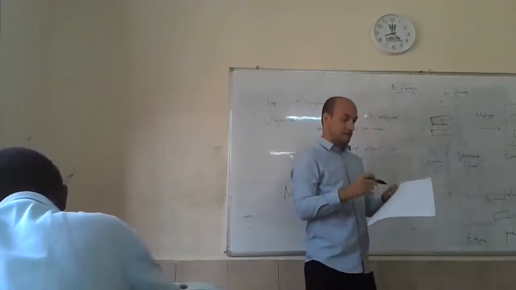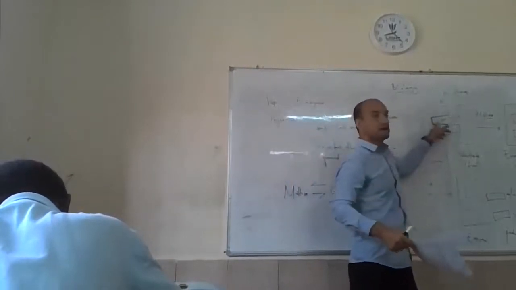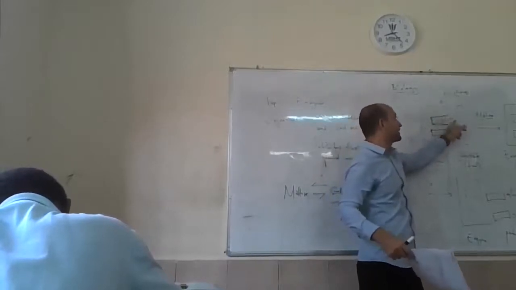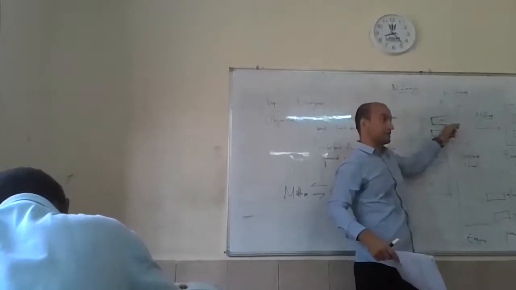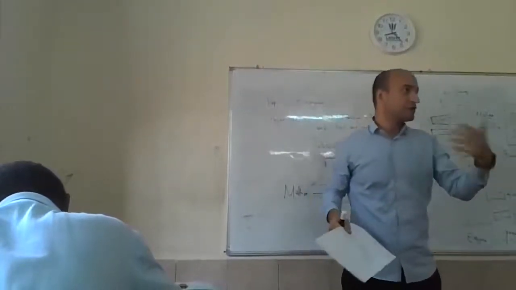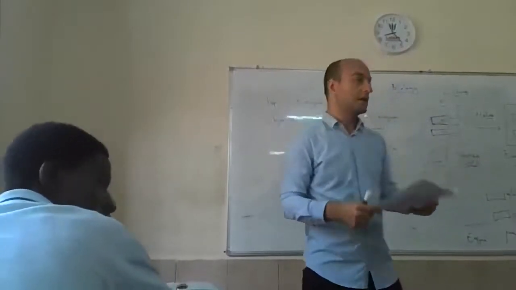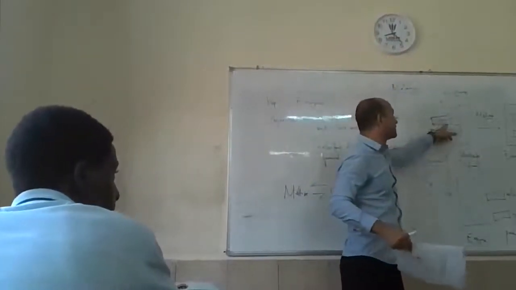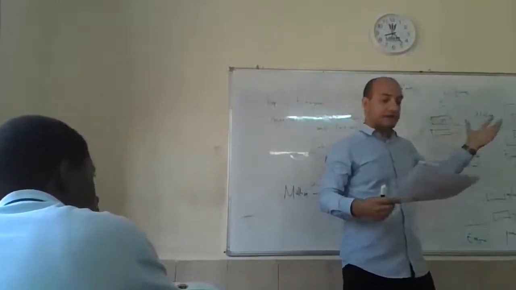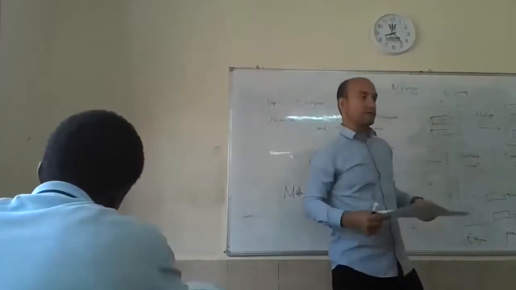Active sites. You need to take note of this one because this usually comes in exam. Active sites are the part that is able to interact with the substrate, which is going to react. We said substrate combines with the active site of the enzyme. Now, that one is active.